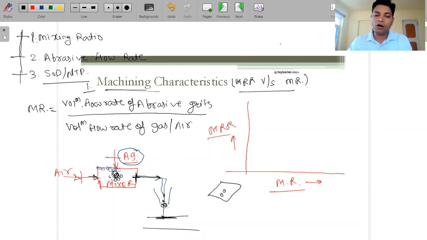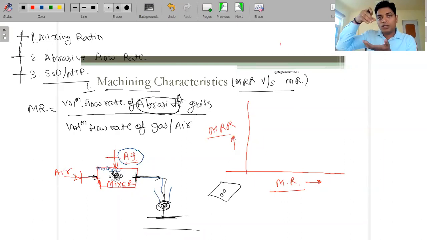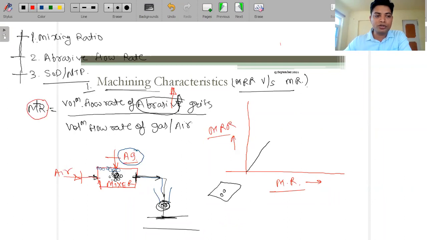But again that depends on how much nozzle diameter we have to maintain. So if we are increasing the abrasive particles, then the impingement over the workpiece surface increases. It means the material removal rate will also increase. Okay guys, so the material removal rate with respect to the mixing ratio, if we are increasing the abrasive grits, then no doubt it is directly proportional to the mixing ratio. If the mixing ratio increases, then the material removal rate will also increase. But this is not true only up to this point.